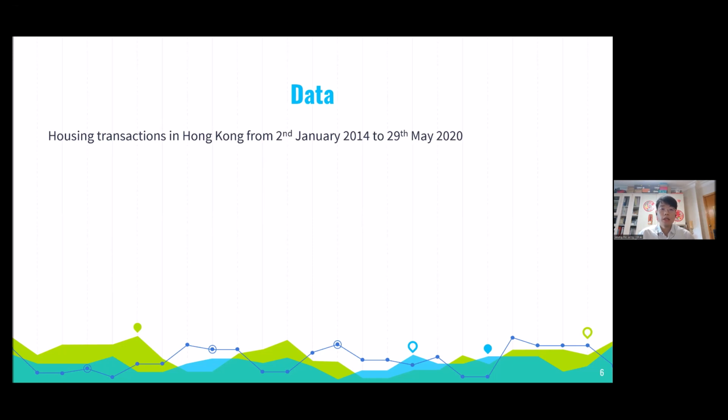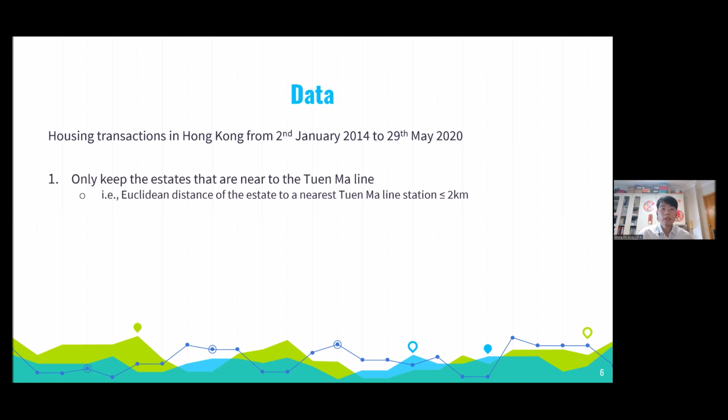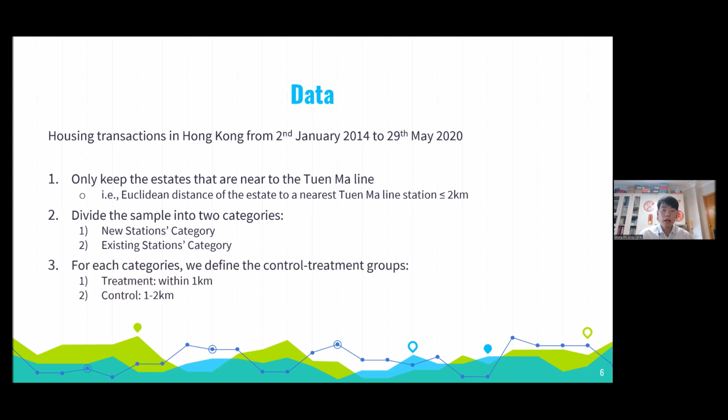Our data consists of housing transactions in Hong Kong from the 1st of January 2014 to the 29th of May 2020. I applied the following data cleaning process to extract what we want. Firstly, we only keep the estates that are near the Tuen Ma Line. By near, my definition is that the Euclidean distance of the estate to the nearest Tuen Ma Line station is less than 2 kilometers. Secondly, we further divide our sample into the categories of new station and existing station as we defined just now. And finally, for each category, our criterion for choosing the treatment and control groups is that the treatment group is within 1 kilometer of the station and the control group is 1 to 2 kilometers.